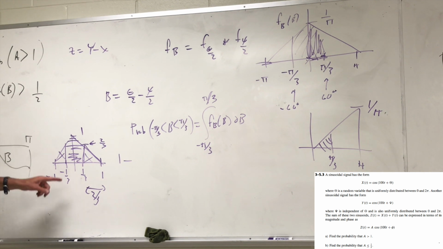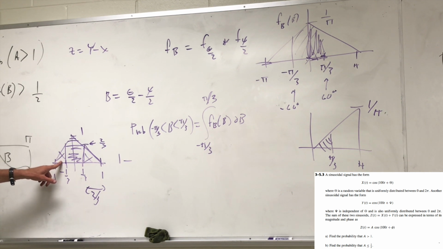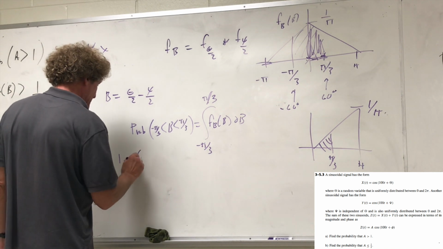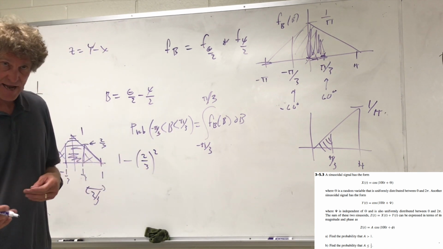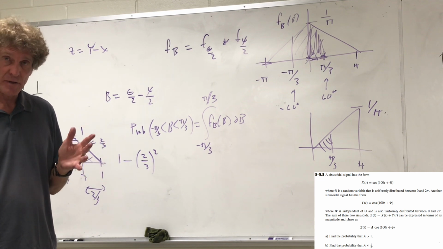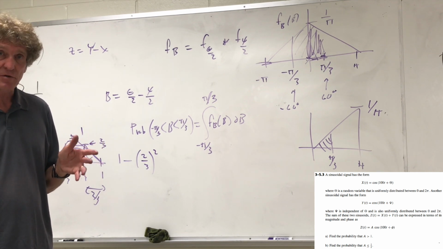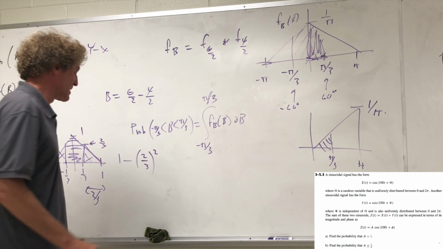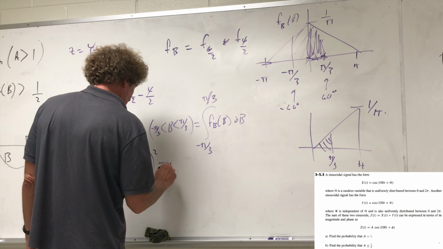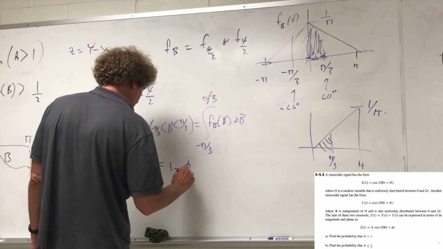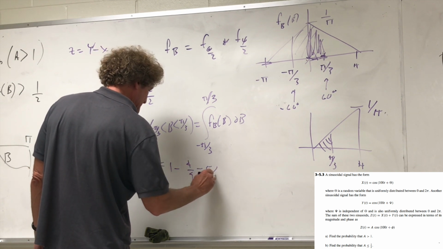So if I take a look at this area, it would be 2/3 times 2/3 times 1/2. And I have to add this area, which is 2/3 times 2/3 times 1/2. Or it's just 2/3 squared. So if I take 1 minus 2/3 squared, that would be the actual probability, the area associated with the probability of this occurring. And that's equal to what? Well, that's 1 minus 4/9, which is 5/9.